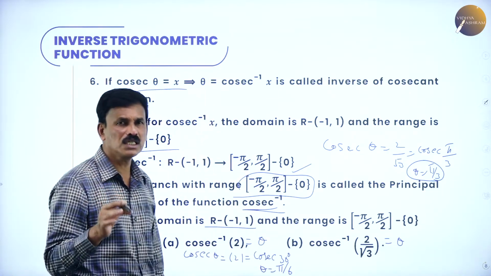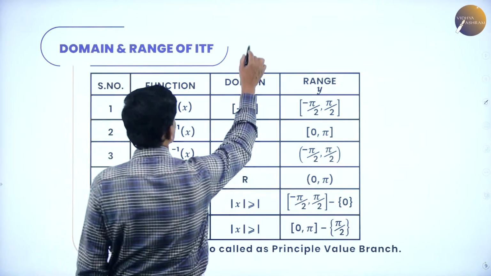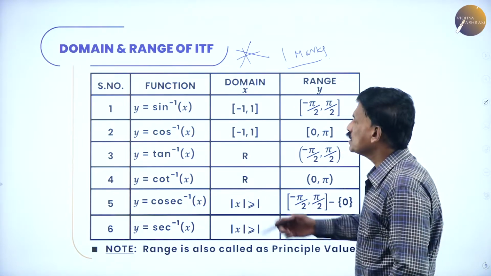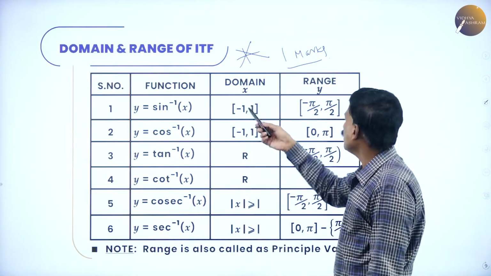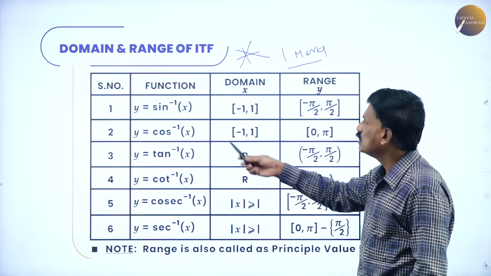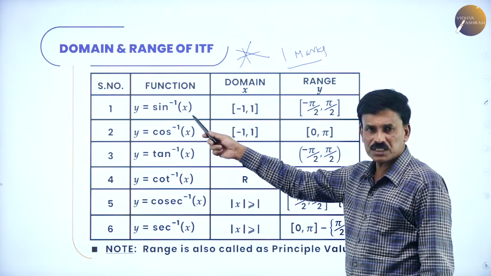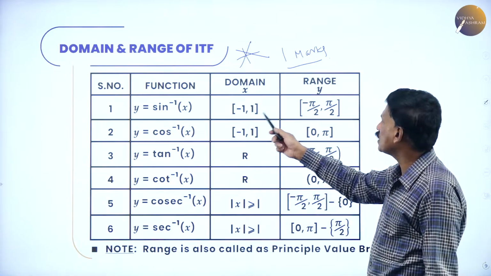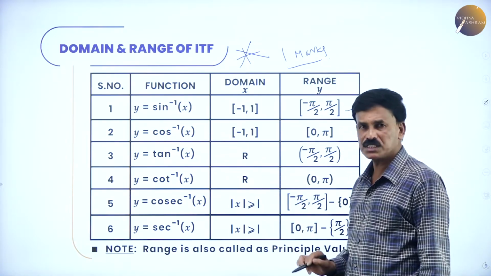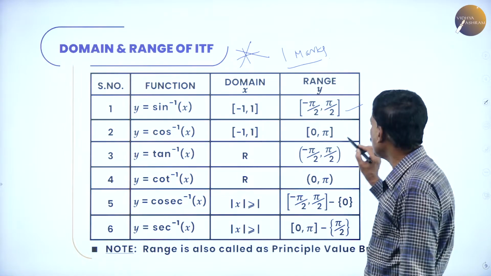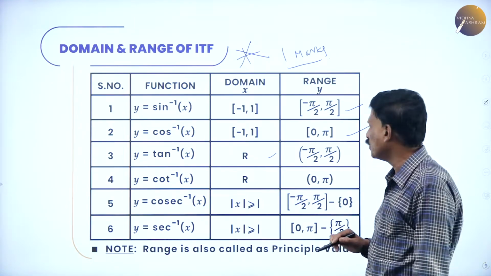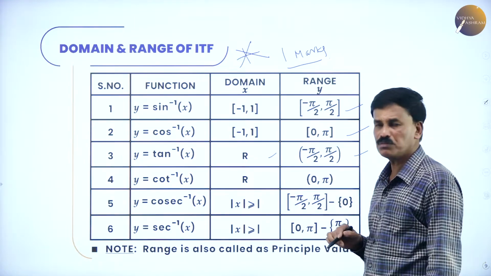Now the very important thing here is this important concept. You will get one more question from this table. In the examination, they will ask: find the domain and range for sine inverse, cos inverse, tan inverse, cot inverse, secant inverse, cosecant inverse. Very simple. For the function y is equal to sine inverse x, the domain is minus 1 comma 1 and the range is minus pi by 2 comma pi by 2. Similarly, for cos inverse x, the domain is minus 1 comma 1 and the range is 0 to pi. Whereas for tan inverse x, the domain is the set of real numbers and the range is minus pi by 2 comma pi by 2.